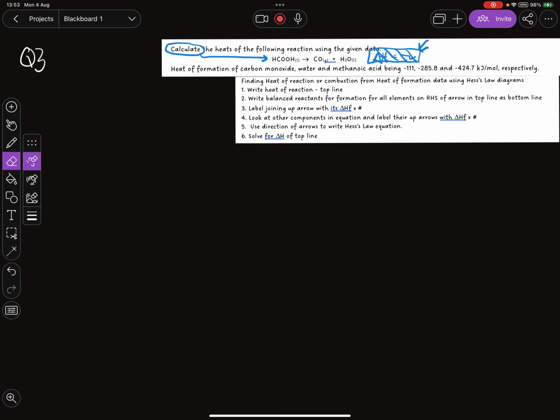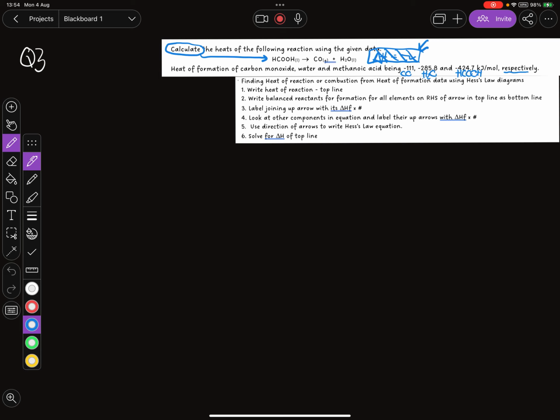Now to do this, we're going to use heat of formation of carbon monoxide, water, methanoic acid. And this word respectively at the end is telling you that this is the value for carbon monoxide. They're going to go in sequence. This is water and this is methanoic acid.